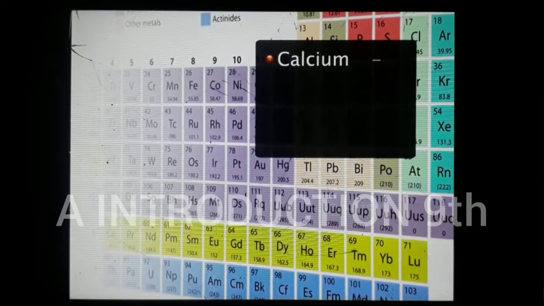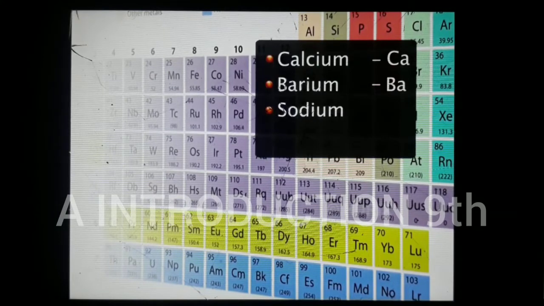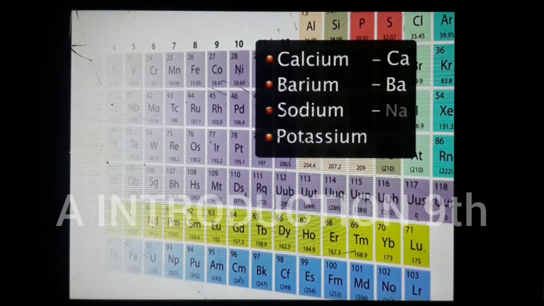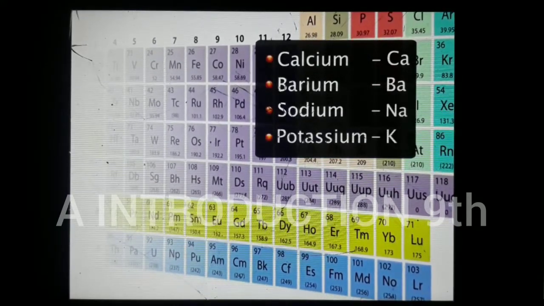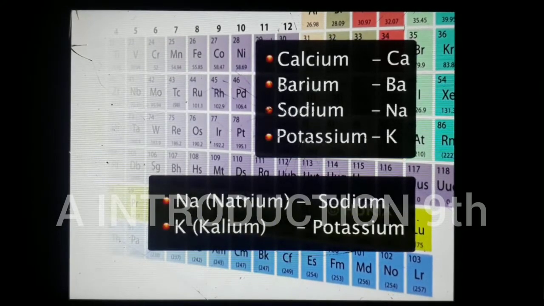Calcium is represented as Ca. Barium is represented as Ba, but sodium and potassium are represented as Na and K, because they were derived from the Latin words natrium and kalium, respectively.